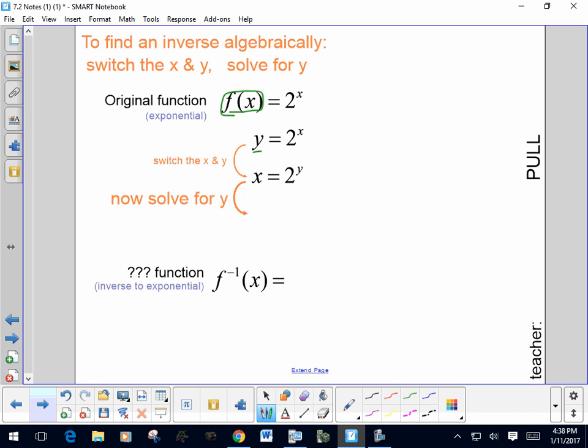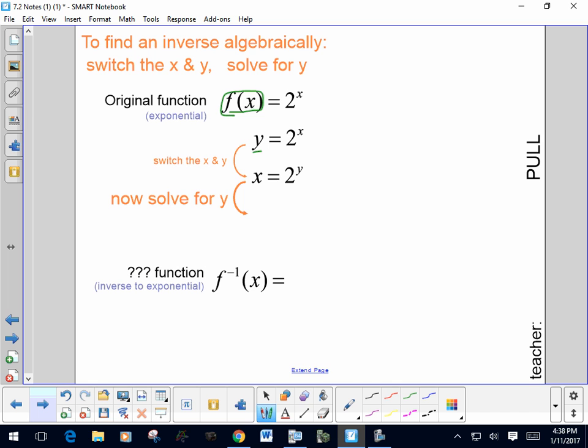Now we're going to switch the x and y. So it's x equals 2 to the y power. And now we just need to solve for y. So if y is in the exponent position, how do we get it by itself? You might have a couple of ideas.